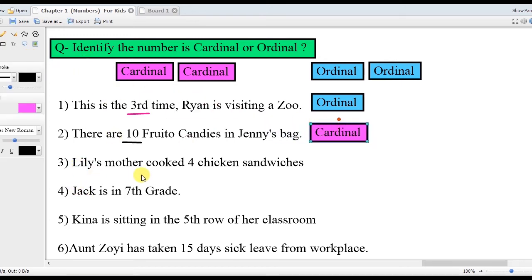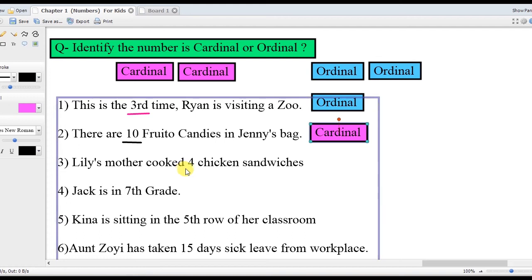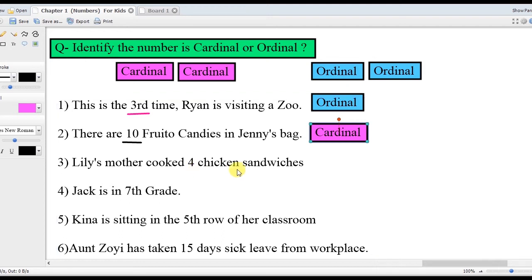Next, Lily's mother cooked 4 chicken sandwiches. Over here, the keyword is 4. It's not fourth. There is no such order. They are representing the number of objects. So she has cooked 4 chicken sandwiches. So this is again a cardinal number.